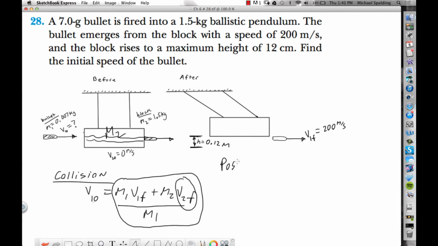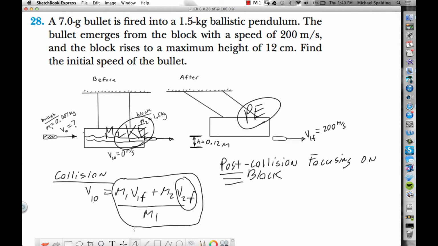So this is post-collision, because I know what some of you are thinking. You're thinking, you just said you can't use conservation of energy, which is true, but this is post-collision. Can we use conservation of energy after the collision? Yeah, because we're done losing energy, right? So post-collision, focusing on the block, what type of energy does the block have right after the collision? Kinetic, and then that kinetic goes to potential because it comes above the 0 point. So this line right here is the 0 point.